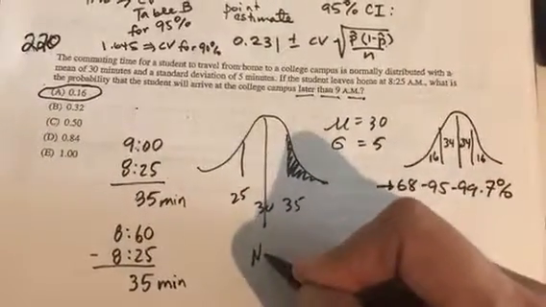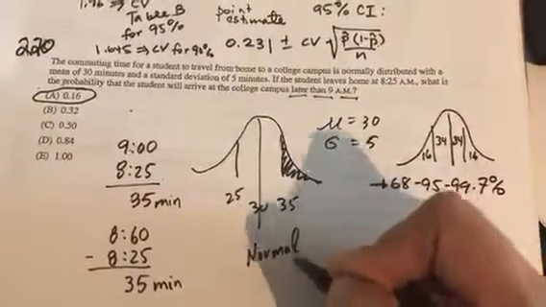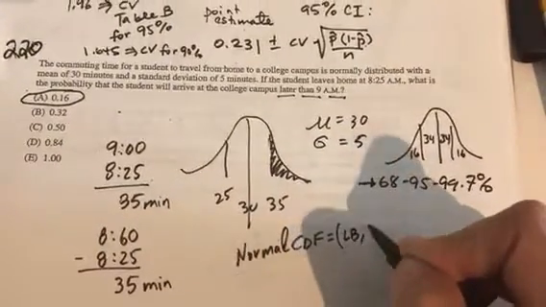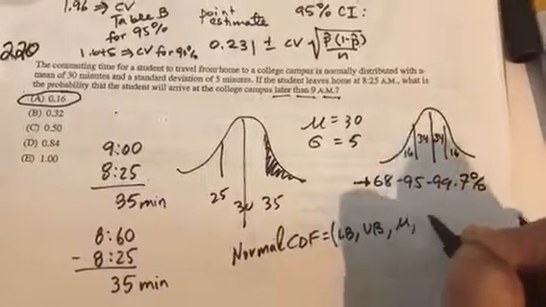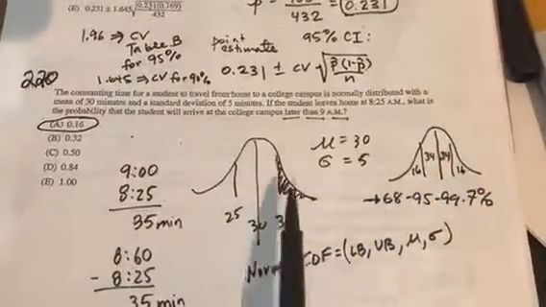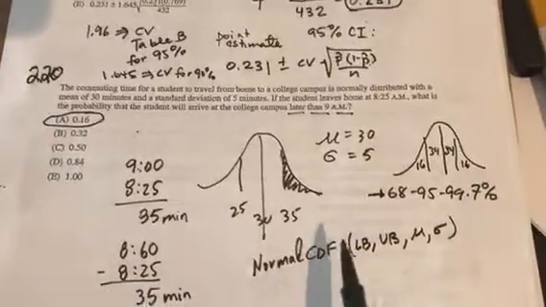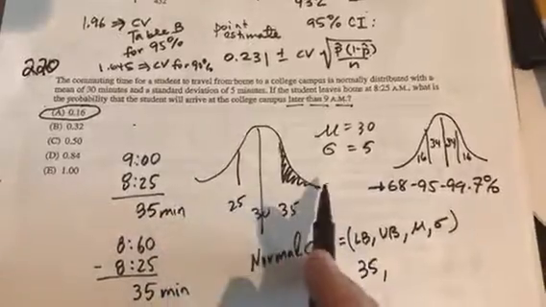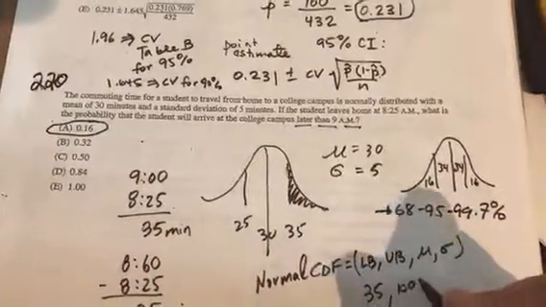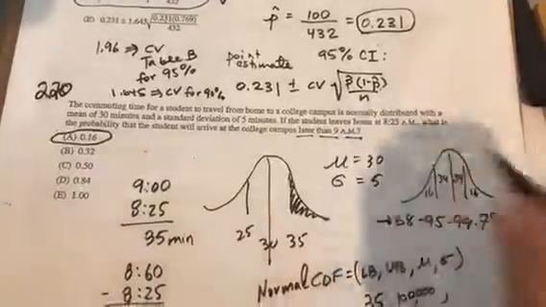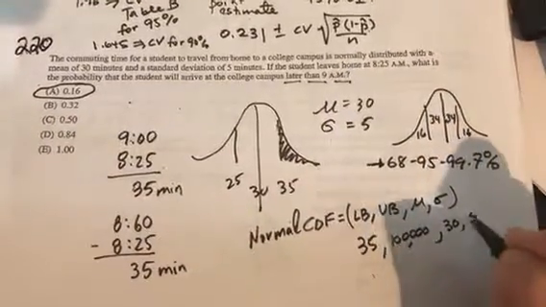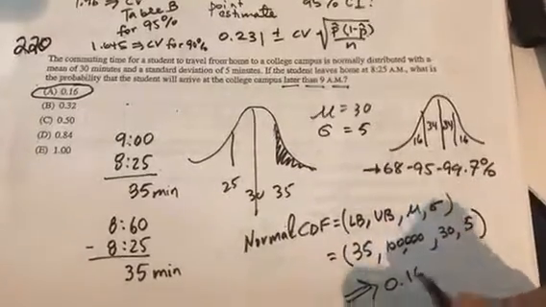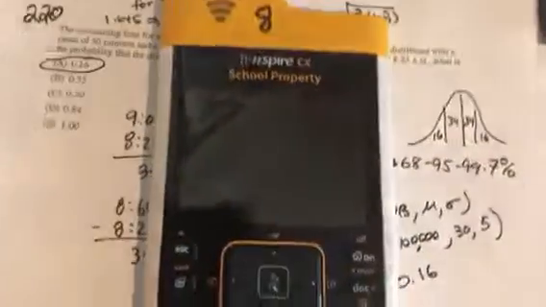I can do a normal CDF in my calculator, and I'll show you how to do that, if I know the lower bound, the upper bound, mu, and the standard deviation. I can calculate the area under this curve, which is the probability. Here in my picture, the lower bound is 35. The upper bound, I'm just going to use a really, really big number, and mu is 30, and the standard deviation is 5. Ultimately, I get a number that would round to that number as well. I'm going to go ahead and show you how to do that.